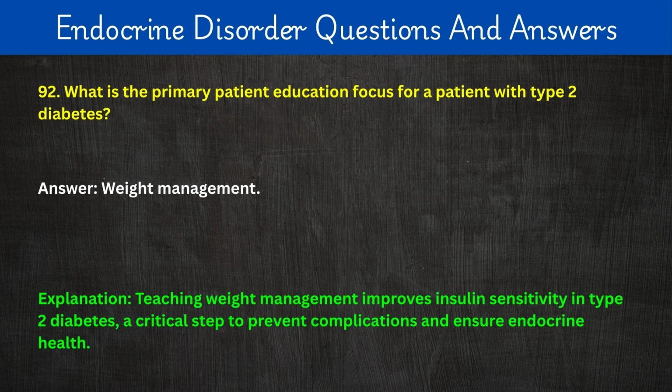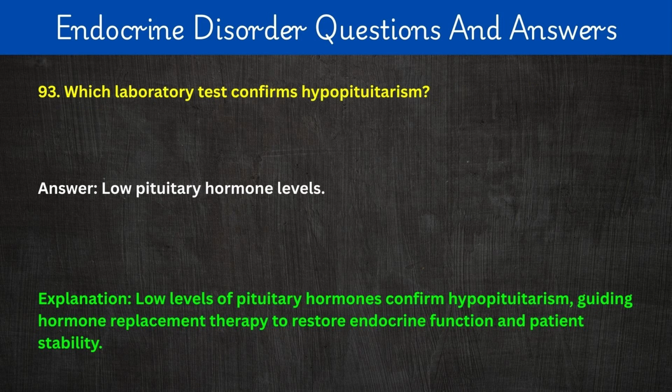Answer: weight management. Explanation: teaching weight management improves insulin sensitivity in type 2 diabetes, a critical step to prevent complications and ensure endocrine health. 93. Which laboratory test confirms hypopituitarism? Answer: low pituitary hormone levels. Explanation: low levels of pituitary hormones confirm hypopituitarism, guiding hormone replacement therapy to restore endocrine function and patient stability.